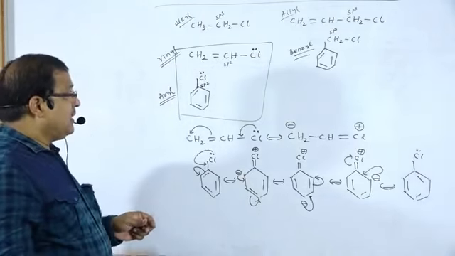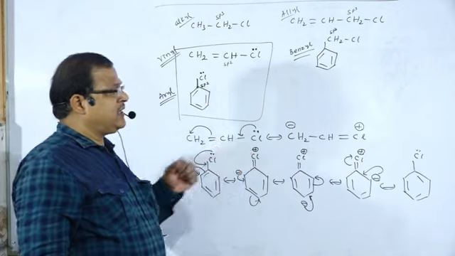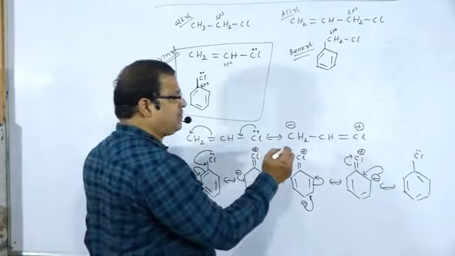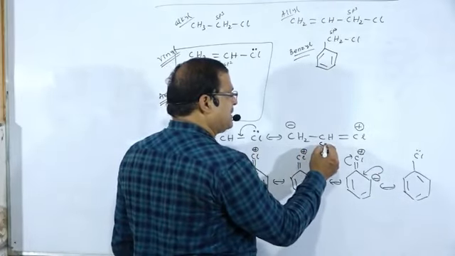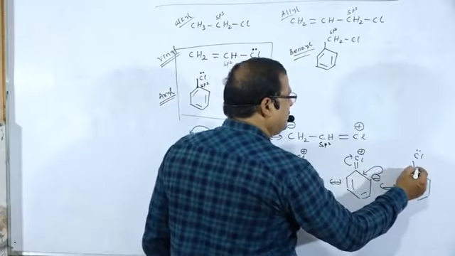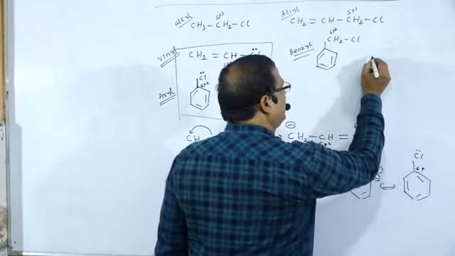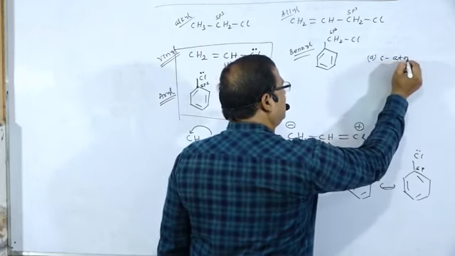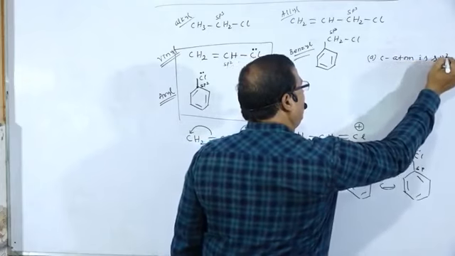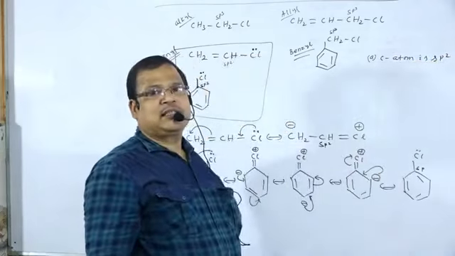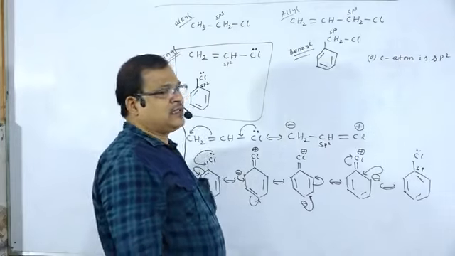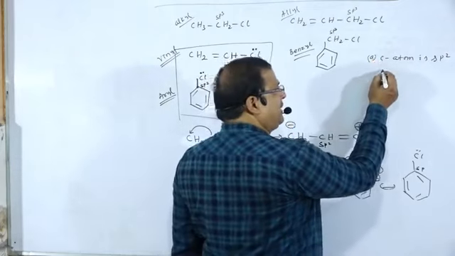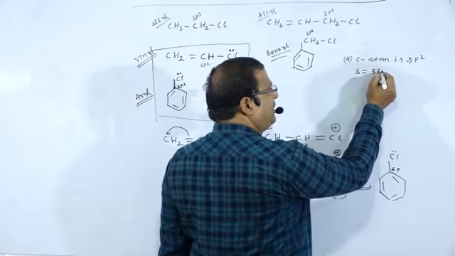If we analyze the reactivity, it can be explained on the basis of hybridization. In this case, the carbon atom is sp2 hybridized. So first we will explain on the basis of hybridization. On the basis of hybridization, the carbon atom is sp2 hybridized, so it has S character of 33.3%.